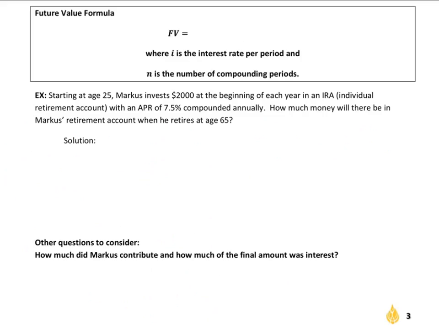So let's write it formally into our formula box up here. The future value formula says that the future value of an annuity is payment times the fraction 1 plus I to the n minus 1 all over I, where I is the interest rate per period and n is the number of compounding periods. So let's do just some examples here of using this particular formula to see what kind of results we end up with.